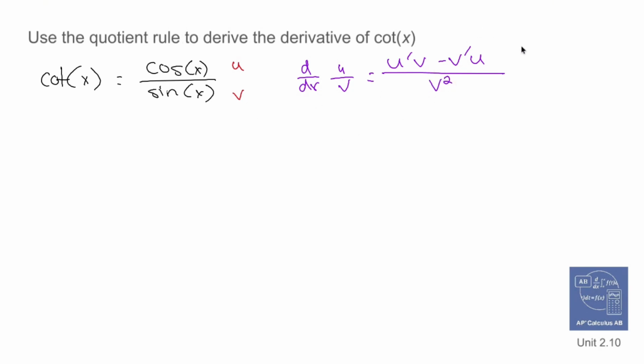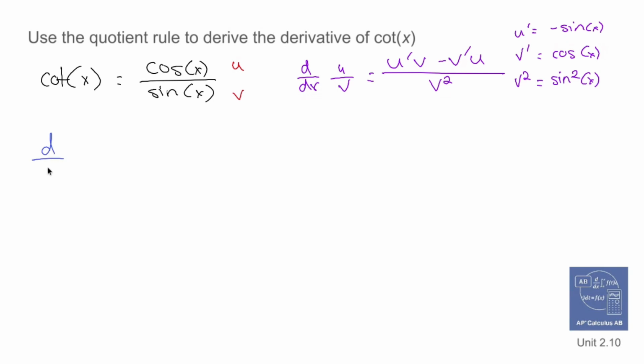So what is the derivative of each of these parts? Well, u prime is the derivative of cosine, which is negative sine. V prime is the derivative of regular sine, which is regular cosine. V squared is going to be sine squared x. So let's put it all together.